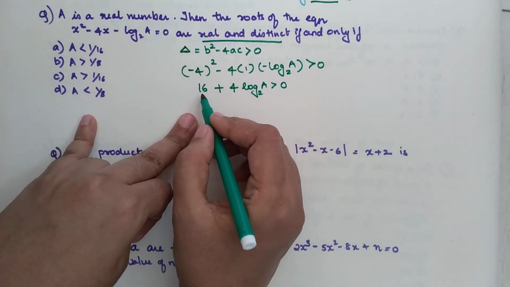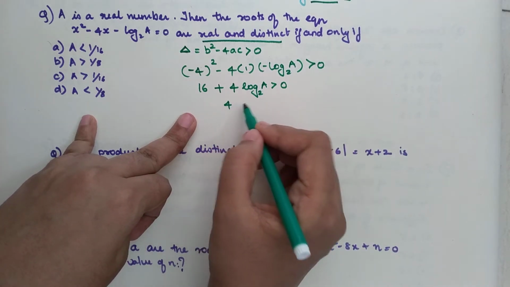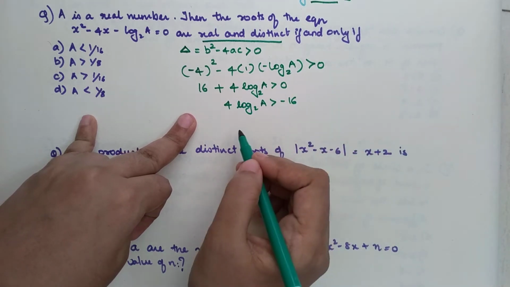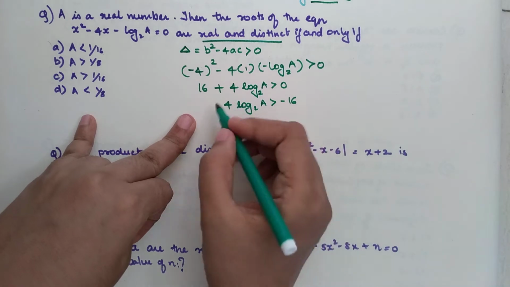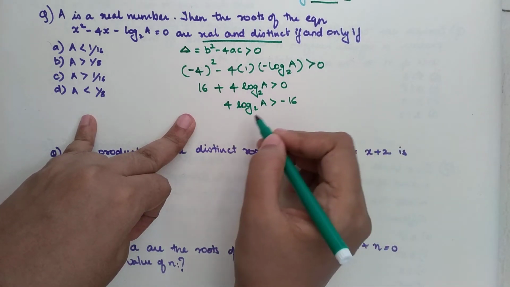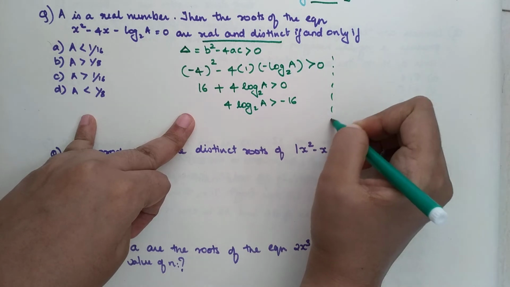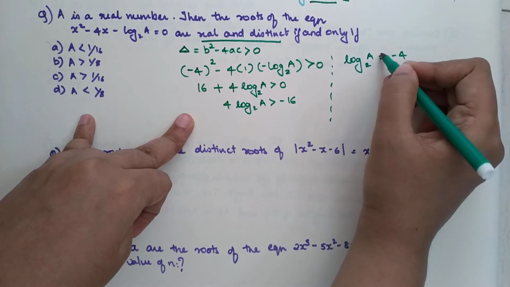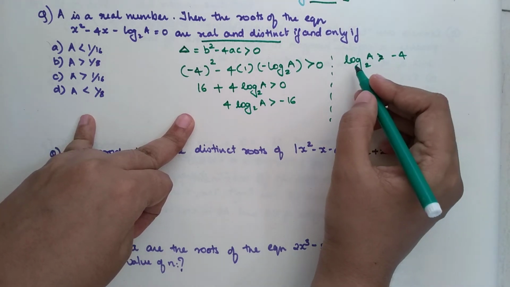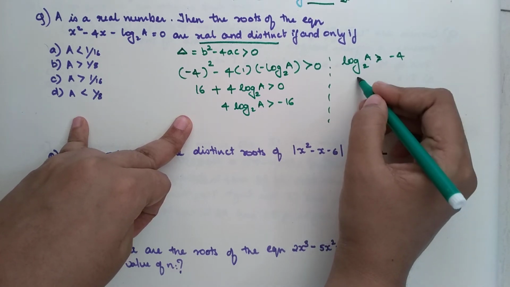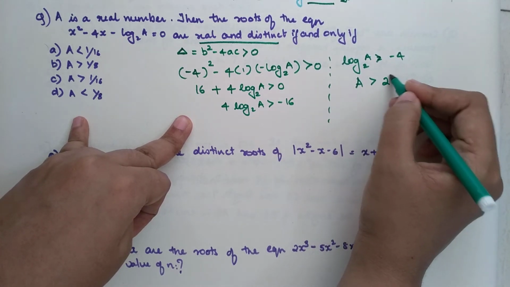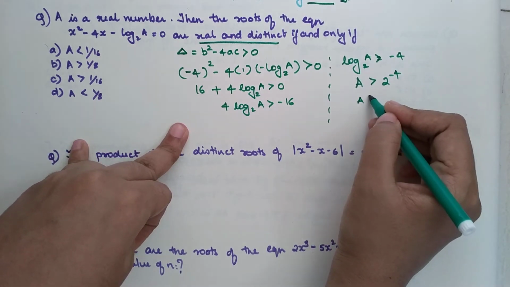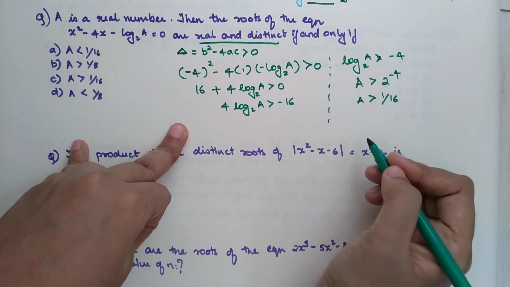Now we'll shift this 16 on the other side. So we can say 4 log of a to the base 2 should be greater than minus 16. Correct? Dividing both the sides by 4, you get log of a to the base 2 is greater than minus 4. And by the laws of logarithm, I can say a should be greater than 2 raised to minus 4. So a should be greater than 1 upon 16.